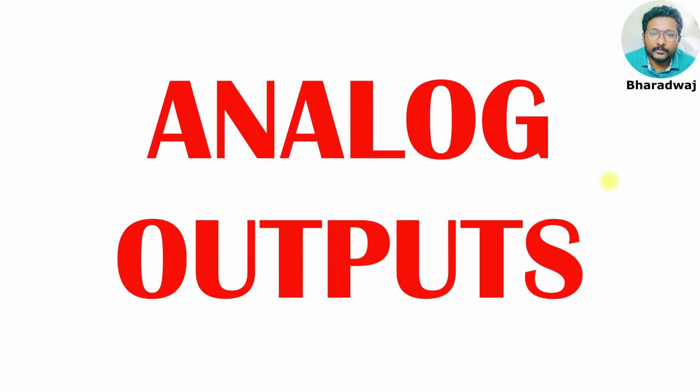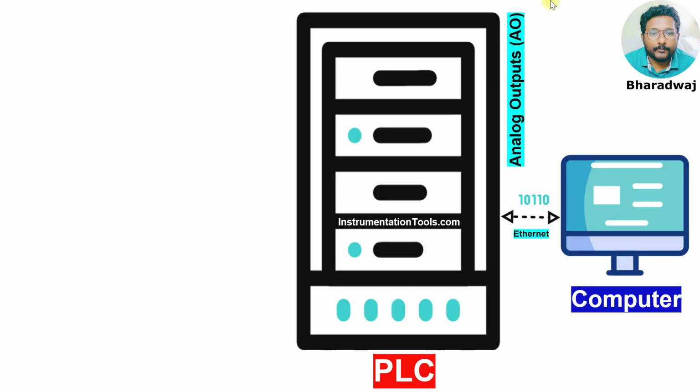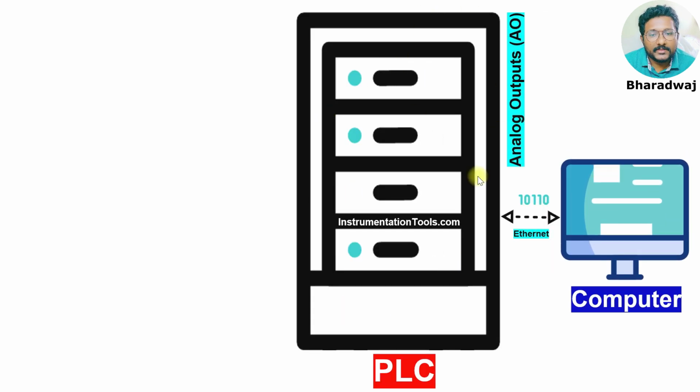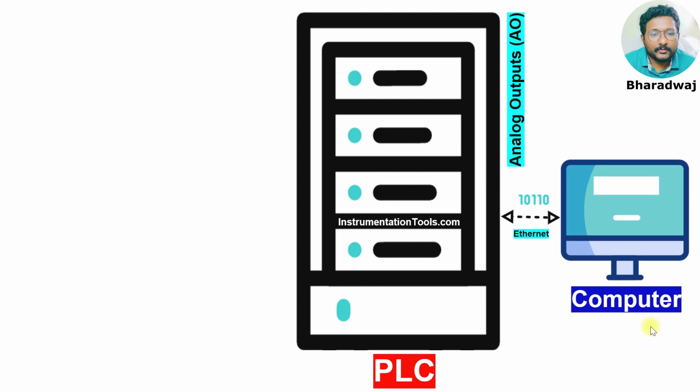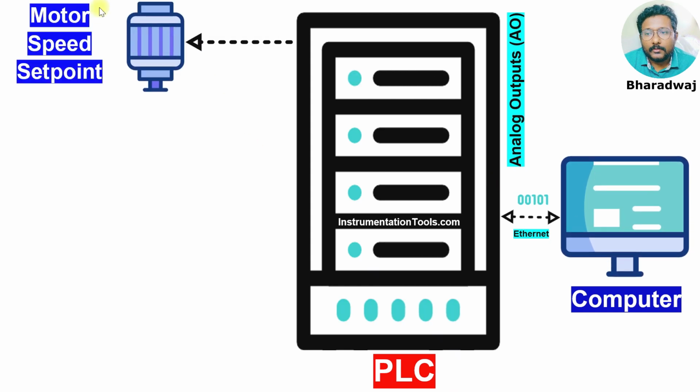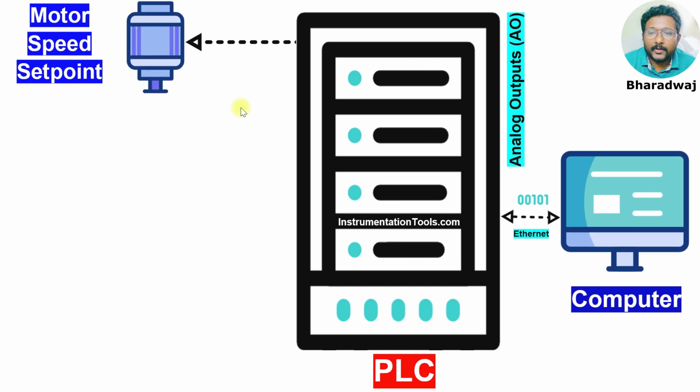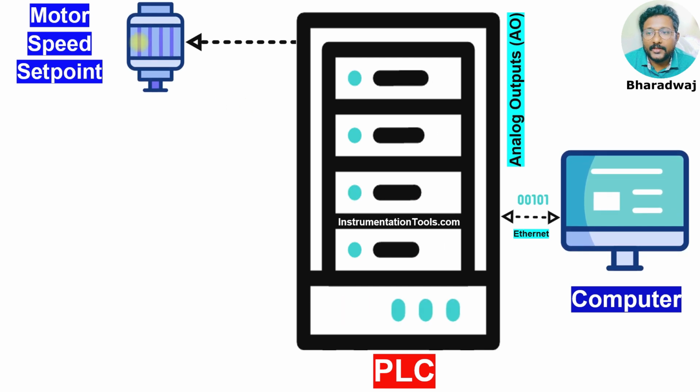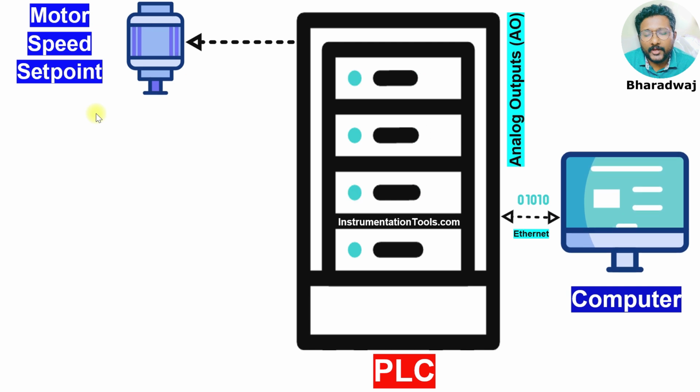In this video, we discuss common analog outputs in a PLC. So we have a PLC and a computer. One of the examples for analog output is motor speed set point.